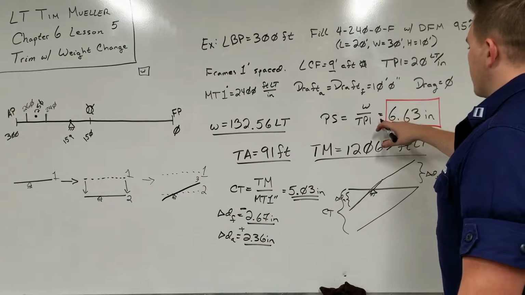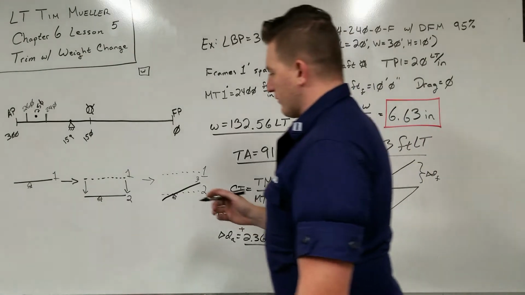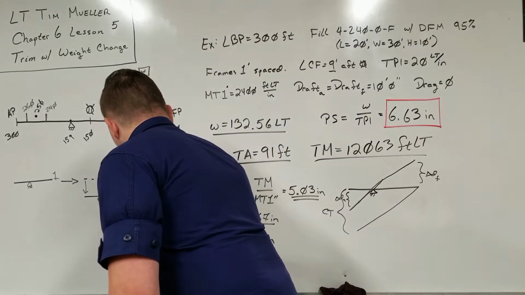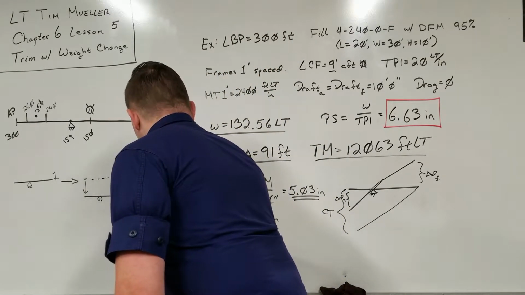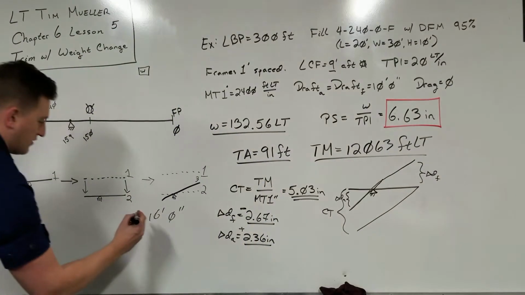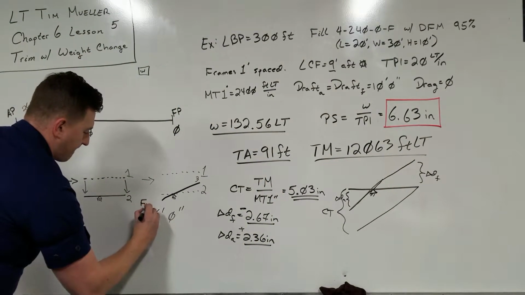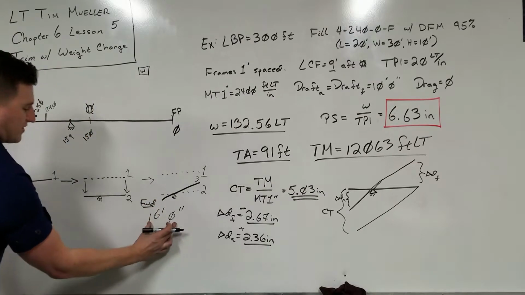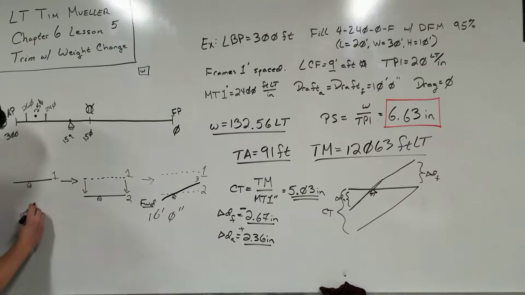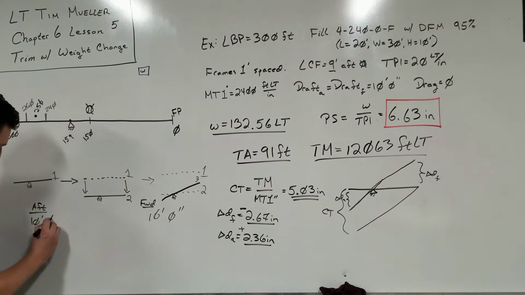So parallel sinkage, 6.63. So forward, let's say right here we get forward, 10 feet, 0 inches. Then on this side, so if this here is forward, we start with 10 foot 0 inches. And then aft, we had 10 foot 0 inches.